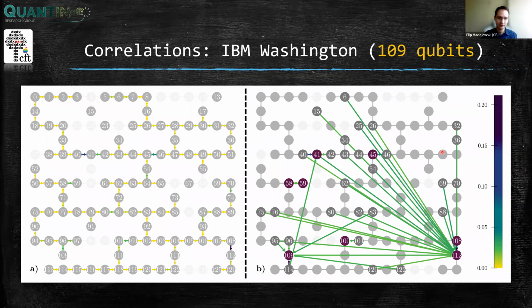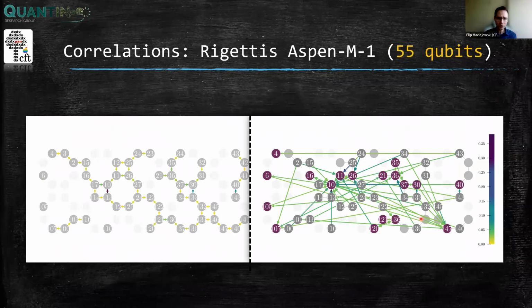What you can see there is that it's not a super crazy amount of correlations, but there are some, and they might be even as strong as 20%. You can also observe that some of them are non-local. On this graph, we plot only those between nearest neighbors, and here you have also some more correlations. And a very similar graph for the Rigetti Aspen M1 device, where we studied 55 qubits. It is a little bit more complicated, but the message is similar.